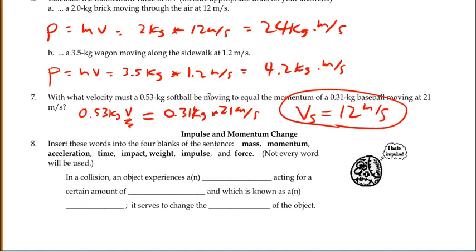Okay, so we know what momentum is. It's a vector quantity. It's the product of the mass of an object multiplied by its velocity. And direction, therefore, does matter because it's a vector and it is velocity. Now, how do we change the momentum of an object? And that's where this concept of impulse comes in.